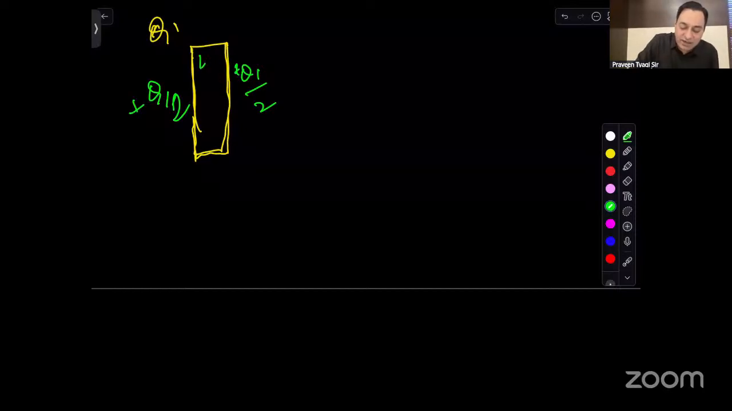Inside the metal, electric field will be 0. Inside the metal, Q free charge will be 0. And it's a thin conducting sheet. All of you agree to this? Give me a thumbs up if you have understood this.